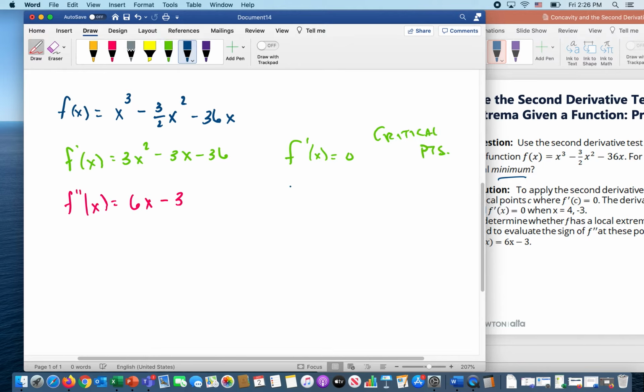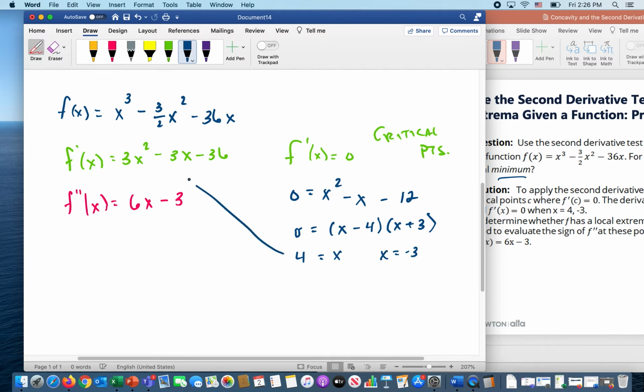So I'm going to go ahead and divide everything by 3, and I end up with x squared minus x minus 12. So 0 is going to equal x minus 4 and x plus 3. Those are 2 numbers where I'm getting the derivative equal to 0. So I'm going to go plug these values, again, into the first derivative.